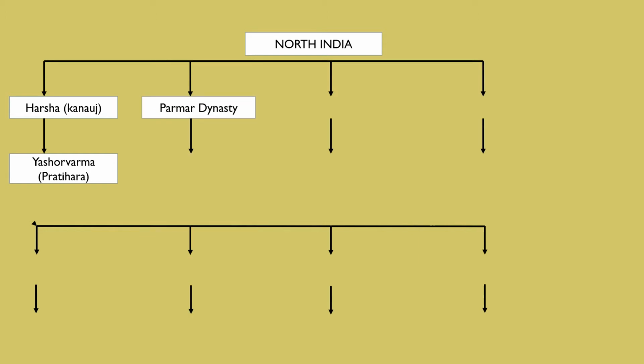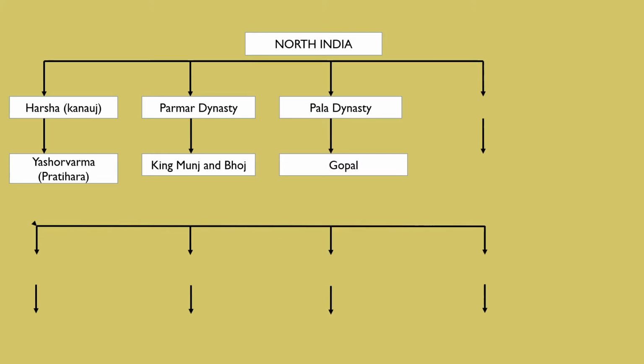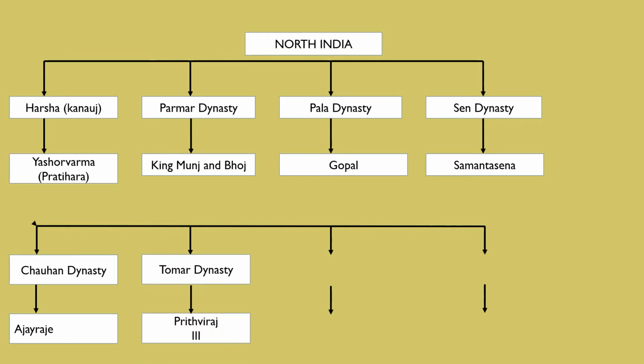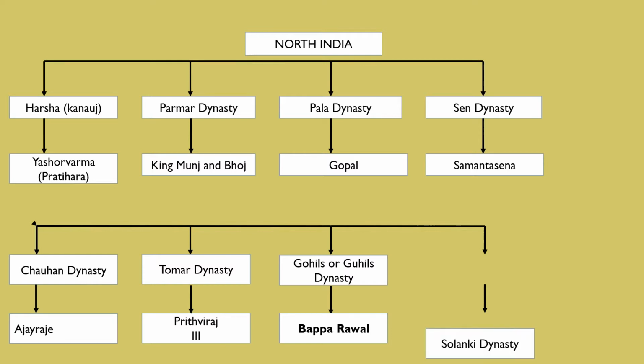Then came the Parmar dynasty. The Parmar dynasty was ruled by King Munj and Bhoj. Pala dynasty, Gopal. Sen dynasty, Samantasena. Chauhan dynasty was ruled by Ajay Raje. Tomar dynasty was ruled by Prithviraj III. The Gohil or Guhil dynasty was ruled by Bappa Raval.